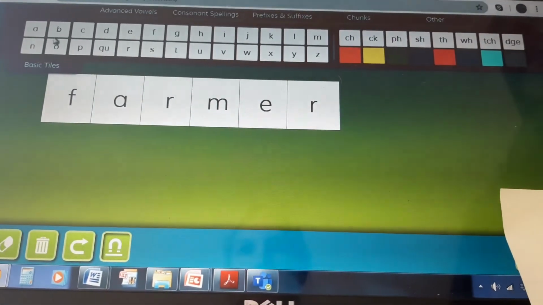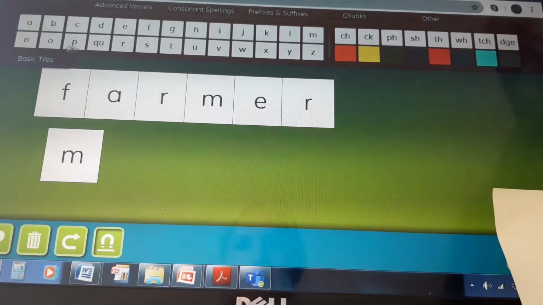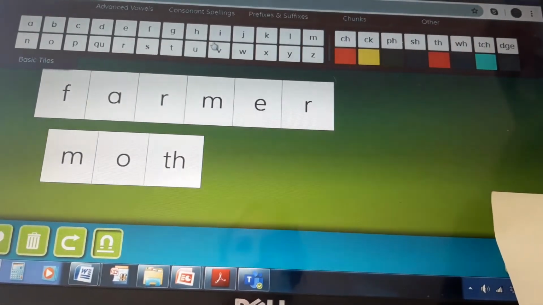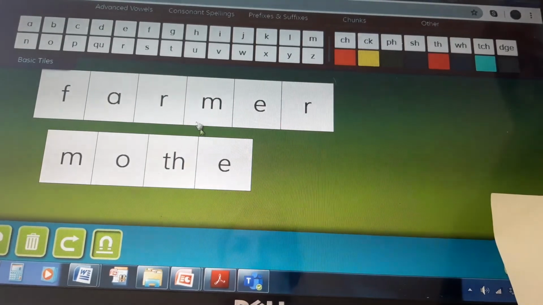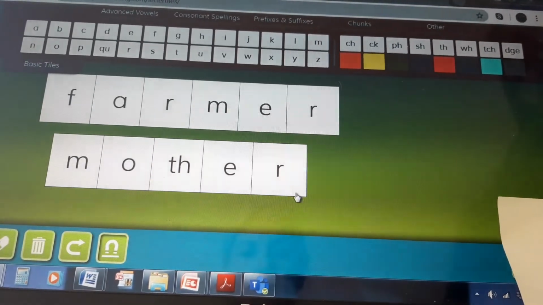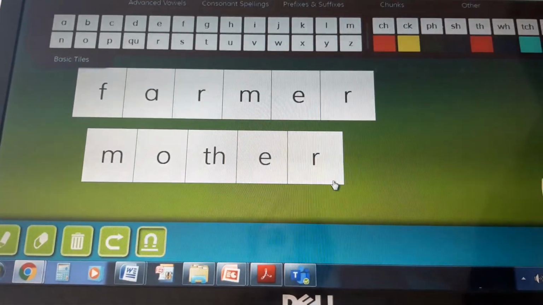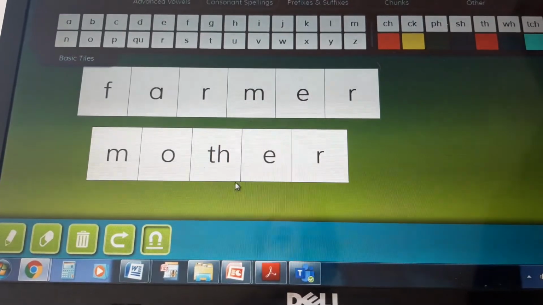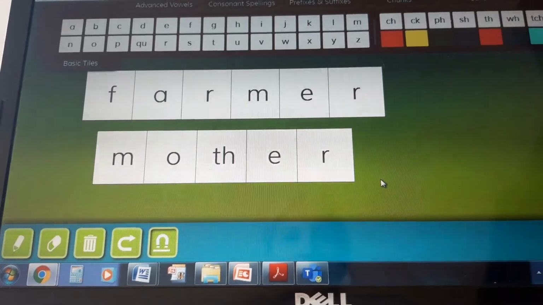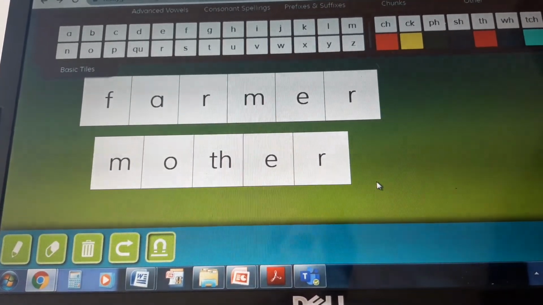Okay, try making another word. How would you break this word apart to read it? Mother. But how would you break it apart? Okay, have a go at that word work part of the lesson.